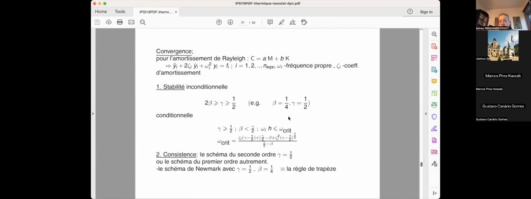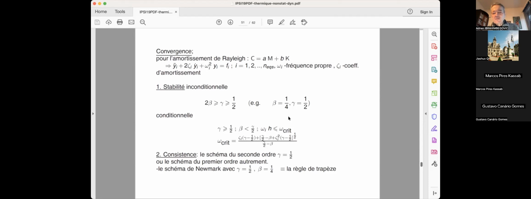But that's not the only choice. You could take, let's say, other choices for beta and gamma. We'll talk about that in a moment. Then the consistency, that's the order of the method. It turns out if you take gamma equal to 1/2, the numeric scheme is a second order method. In fact, it's actually rather easy to see that.